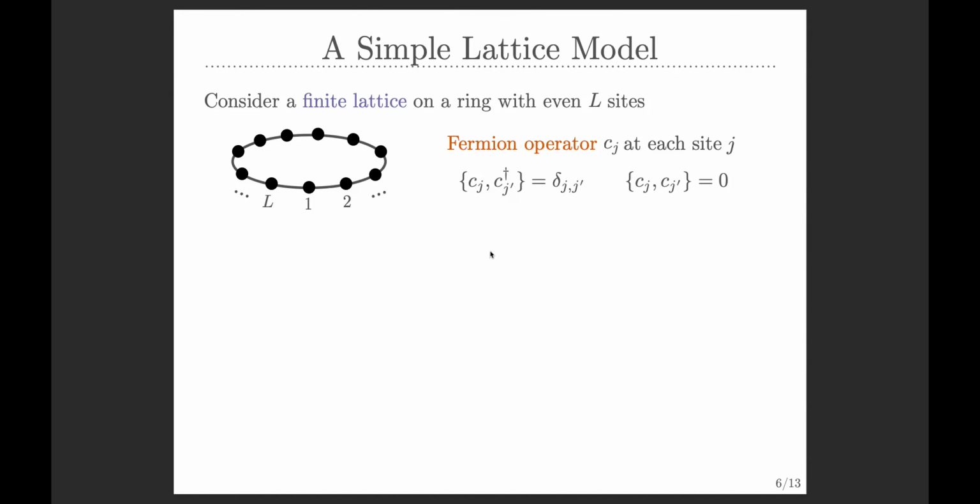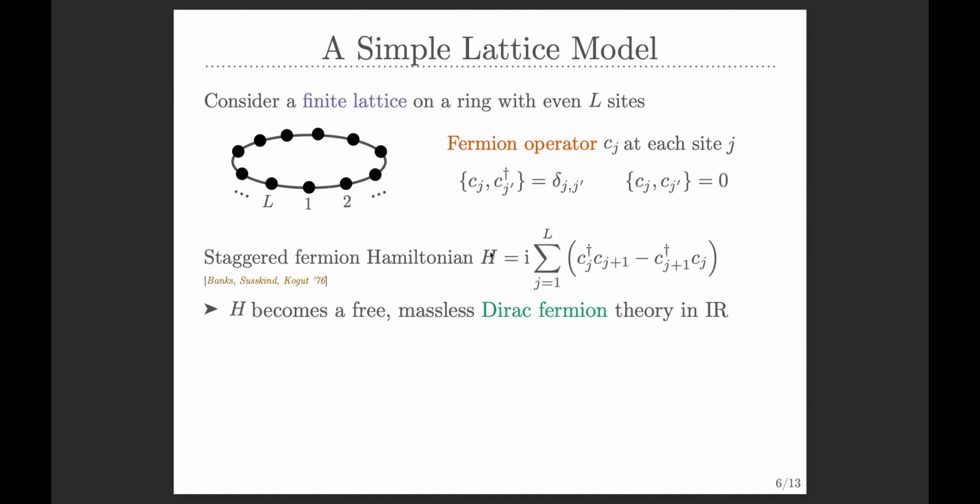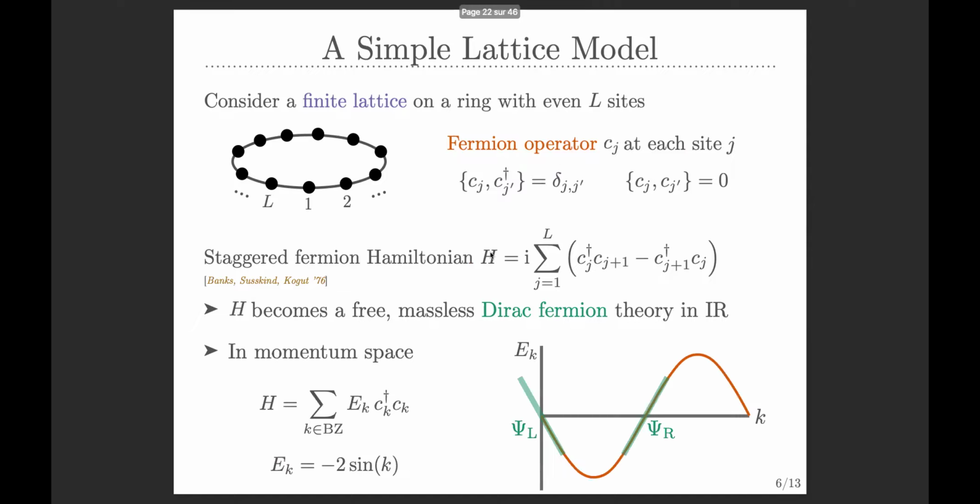So as a starting point to ground ourselves, I want to start off with this staggered fermion Hamiltonian, written down before, a simple tight binding quadratic fermion Hamiltonian. This is a nice starting point because in the IR, this Hamiltonian becomes a free massless Dirac fermion. If you haven't seen it before, it's very easy to see. You just go to momentum space, which diagonalizes the Hamiltonian, and there's a single particle dispersion that looks like a sine. You have a left moving fermion appearing at k equals 0 and a right moving chiral fermion appearing at k equals pi.